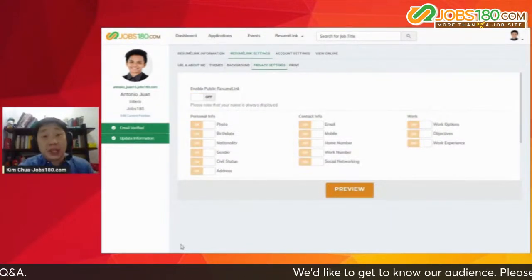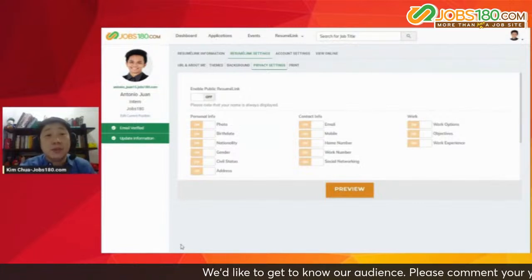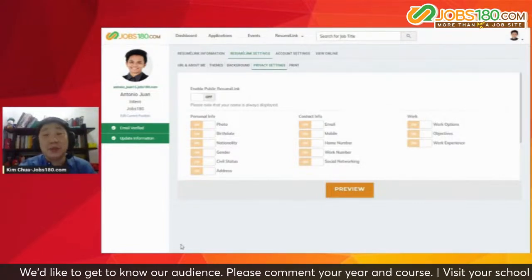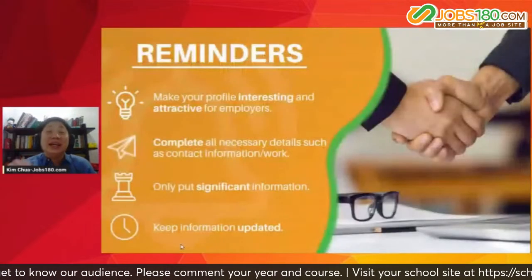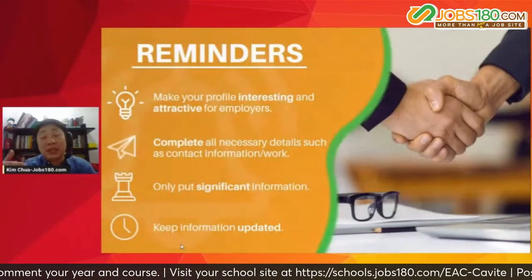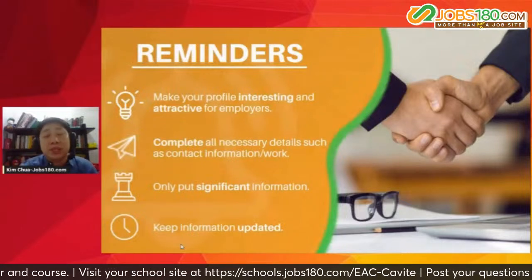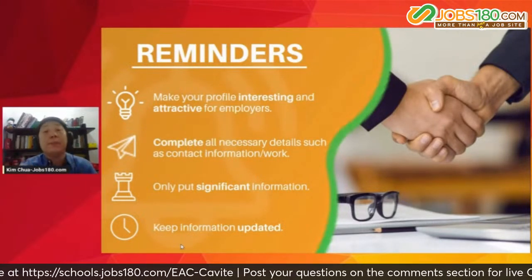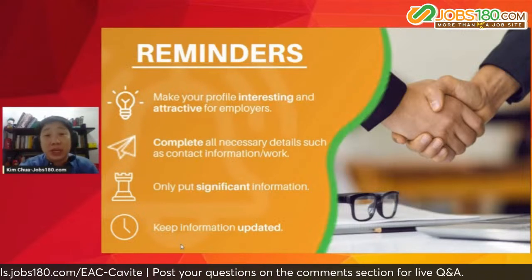If you want to turn off everything, then okay lang. You can just turn off the button. Enable public resume link, off. Wala nang lalabas sa public. Kahit na anong information. Okay? So, yan ang re-remind ko sa inyo. The second step is for you to complete the information, and in doing so, please make sure that your profile is interesting, di ba? Yung information mo kompleto at updated ang details nyo para mabilis kayo makontak ng mga HR.